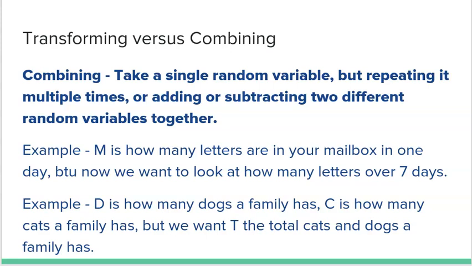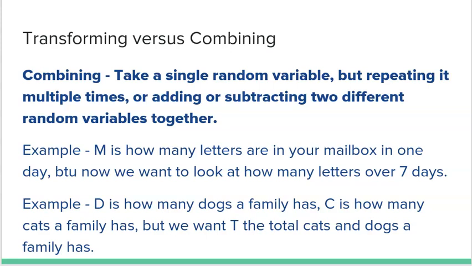An example would be if M is how many letters are in your mailbox in 1 day. But now we want to look at how many letters are in the mailbox over 7 days. So M is how many letters are in your mailbox on any single day, but now we want to repeat that random event and look at letters over the course of 7 days. So I'm repeating that random variable. I'm combining 7 days of that random variable together.